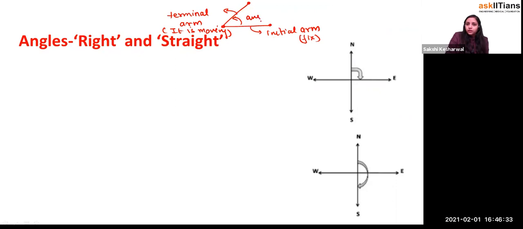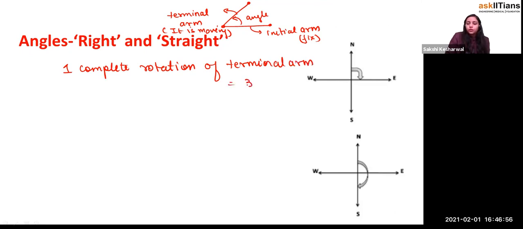The angle, right? So you see that in one complete rotation of the terminal arm, it is equal to what, beta? 360 degrees. This is what we have assumed, right?